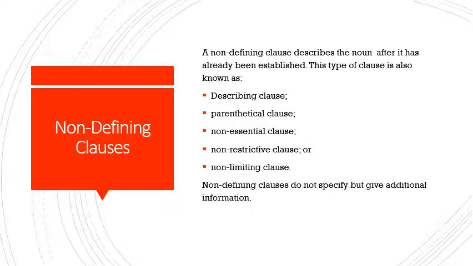Now, unlike a defining clause, which specifies the noun or noun phrase that precedes it, the non-defining clause, which is also called describing, parenthetical, non-essential, or non-restrictive, only describes this noun by providing extra information. That is, the information that is included in the non-defining clause is not really essential. Okay?